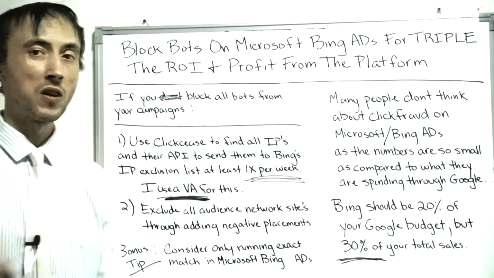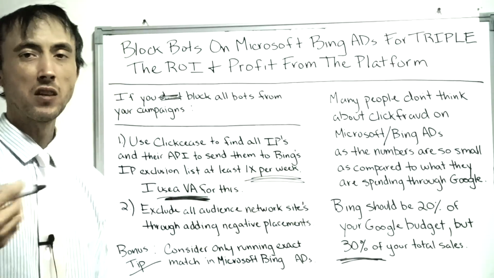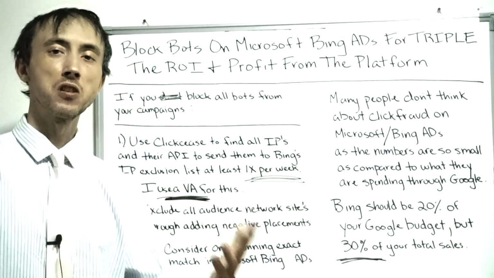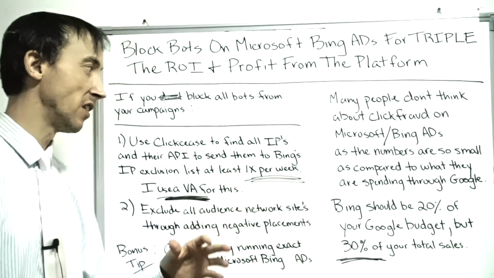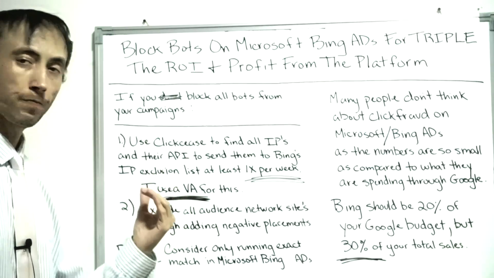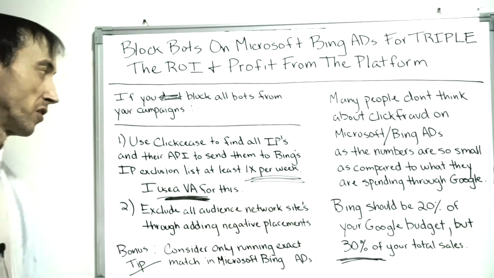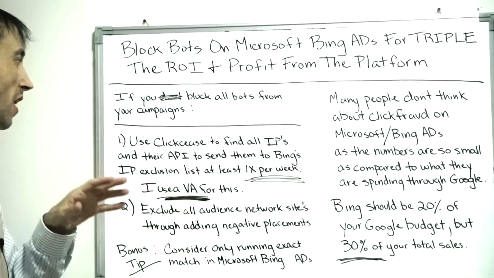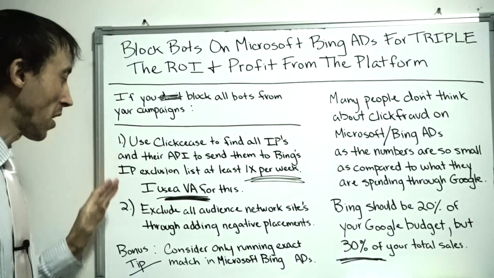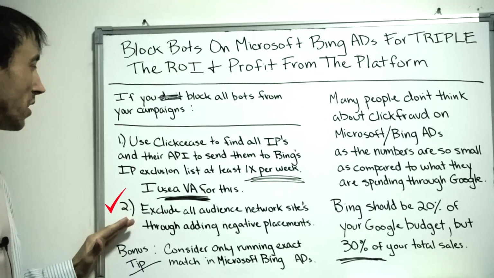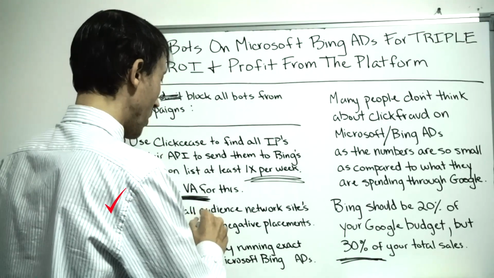If you wanted to do it once per day, that would be the best, but once per week is pretty sufficient to get most of these bots and or competitors that are trying to click your ads weeded out of the system on your campaigns, so to say. So that's going to help you. But the much bigger issue is with these audience network clicks.